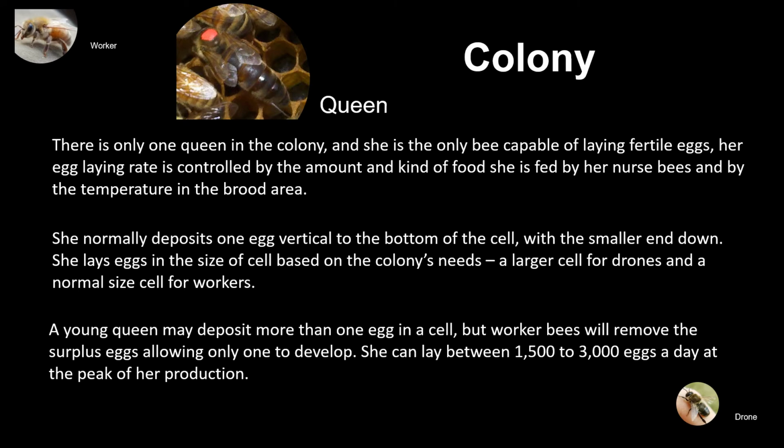A young queen may deposit more than one egg in a cell, but the worker bees will remove the surplus egg, allowing only one to develop. She can lay between 1,500 and 3,000 eggs a day at the peak of her production.